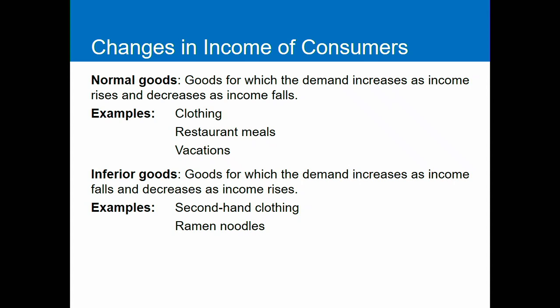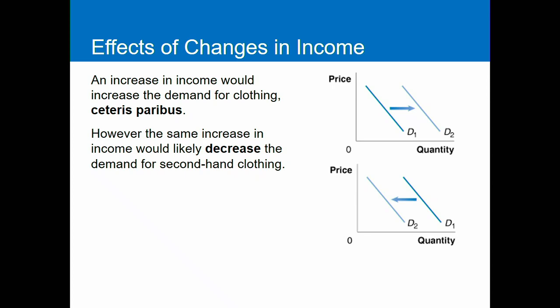So for an individual, an increase in their income is going to increase their demand for a normal good like clothing, all things being equal. However, the same increase in income is going to decrease the demand for secondhand clothing, the inferior good. So here we have an individual's demand curve for clothing before and after their increase in income. Once they get that raise or get a new job, it's going to shift out to the right. And here's their demand for the inferior good, secondhand clothing. The demand curve is going to shift to the left because they're now making more income. They have more money on hand, so they don't need to buy secondhand clothes.